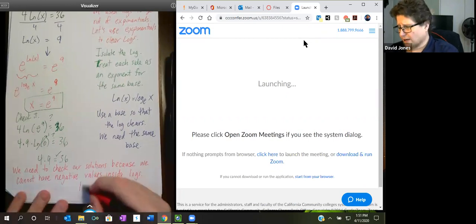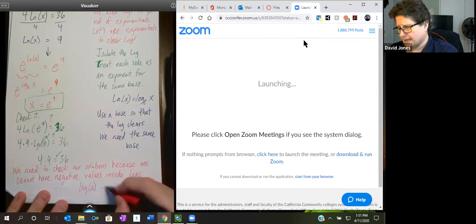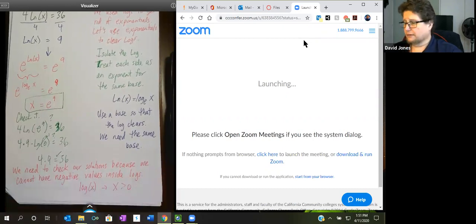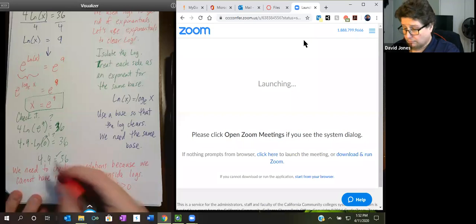If we have log of x, x has to be greater than 0. We don't even want a 0 in there. Can't have negatives or 0.